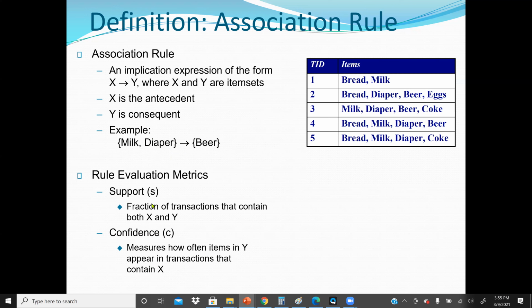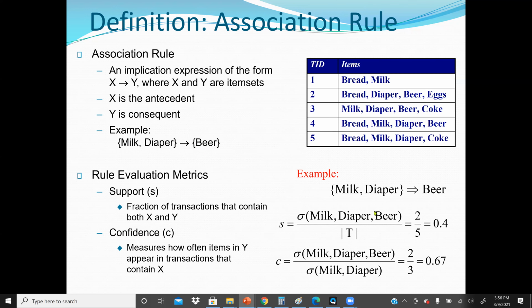diaper. So support gives us the fraction of the transactions that contain both X and Y, which means both milk, diaper, and beer. Whereas confidence measures how often items, which is the beer, appear in the transactions that contain milk and diaper.